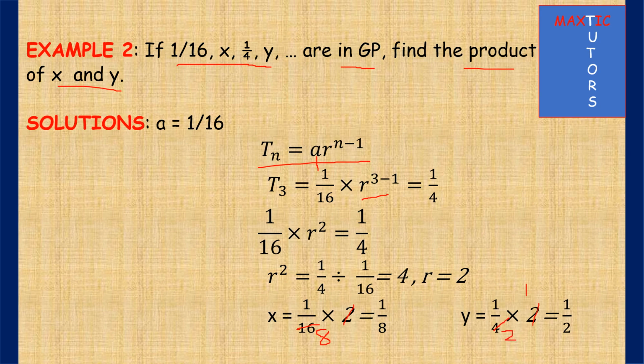So how do you now find the product? Since X is 1 over 8, you multiply by Y, which is 1 over 2. And that will give us 1 over 16. So the product of X and Y is 1 over 16.